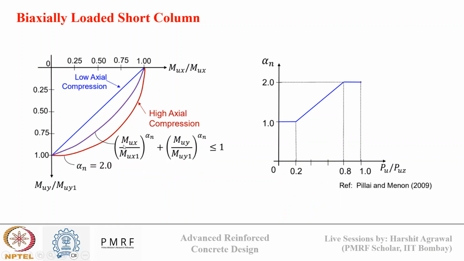For designing such a column, we used the load contour method as proposed by IS 456, which follows this relationship: (Mux/Mux1)^αn + (Muy/Muy1)^αn should be less than or equal to 1. Here Mux and Muy are the moments to be resisted, and Mux1 and Muy1 are the moment capacities of the column in the uniaxial direction for that Pu load which is acting on the column. And αn is a factor whose value depends upon the ratio of design load to ultimate load. For this also we saw a numerical on how we approach the problem.